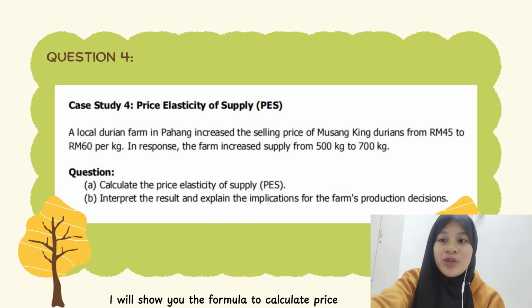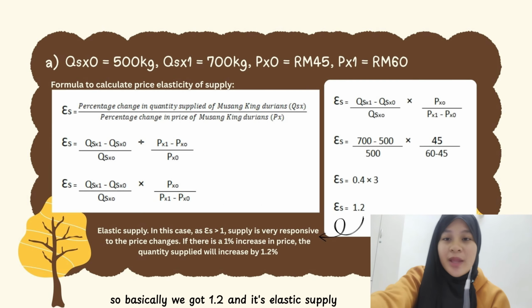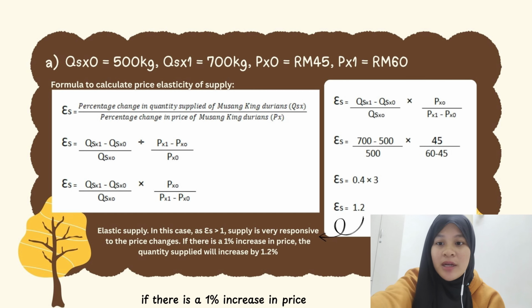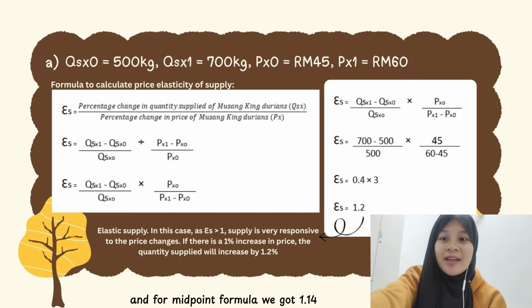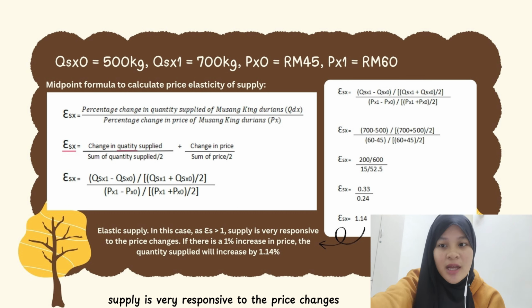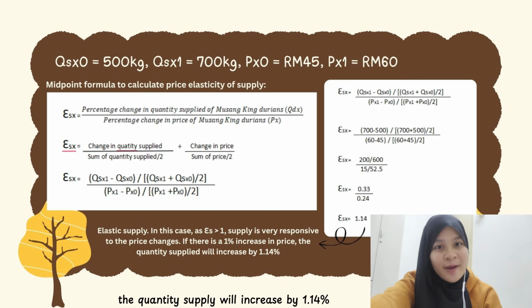So, next, I will show you the formula to calculate price elasticity of supply. So, these are the calculations. Basically, we got 1.2 and it's elastic supply. In this case, as 1.2 is more than 1, supply is very responsive to the price change. If there is a 1% increase in price, the quantity supplied will increase by 1.2%. And for the midpoint formula, we got 1.14, which is elastic supply as well. As 1.14 is more than 1, supply is very responsive to the price change. If there is a 1% increase in price, the quantity supplied will increase by 1.14%.